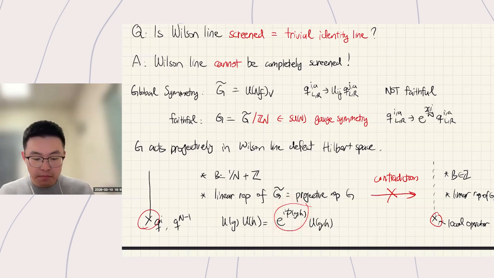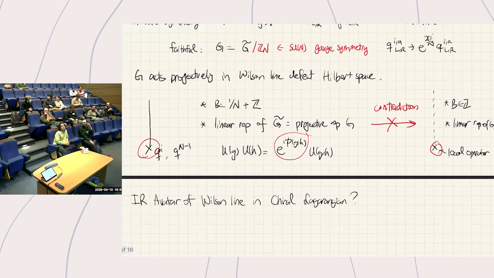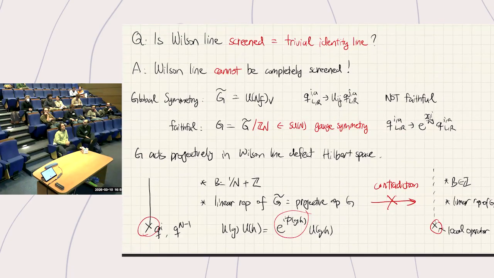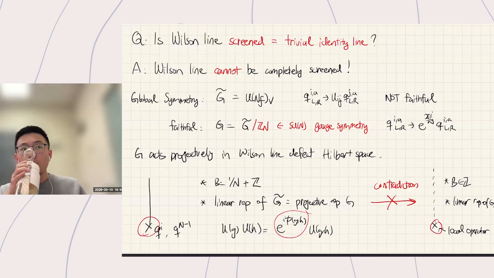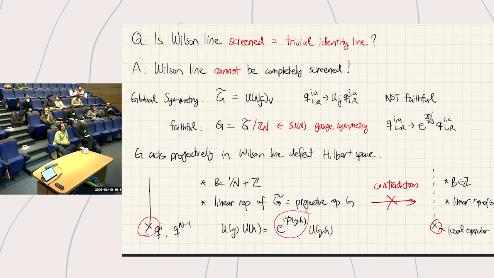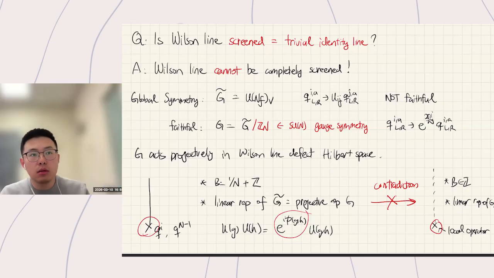Yeah, thanks. So suppose we look at the adjoint Wilson line, so that the projectivity is trivialized. Do we know for certain that that one flows to the trivial line, or is there still some interesting dynamics to check there? That's a very good question. So honestly, I don't know.